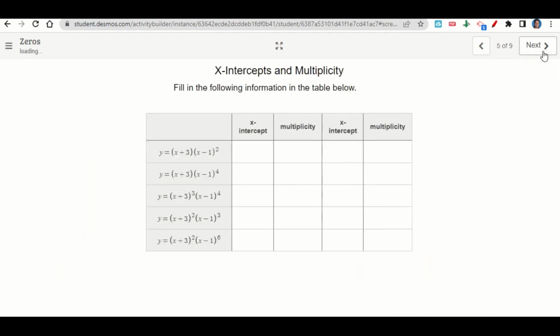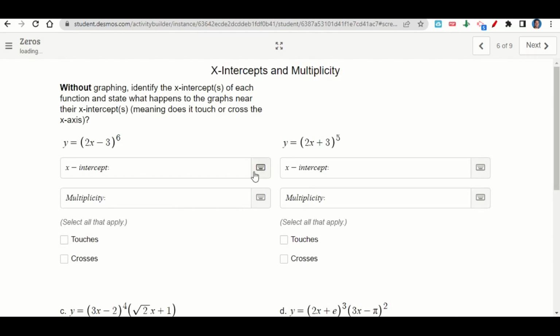Then we'll click Next. Then we're given these functions where we're multiplying multiple parts together. So what is the x-intercept here? Well, the first one is -3, and the multiplicity is 1. And the second one has an x-intercept at 1, right? Because 1 minus 1 is 0. And then a multiplicity of 2. So you'll just fill in this table here, just like I did there, and then click Next.